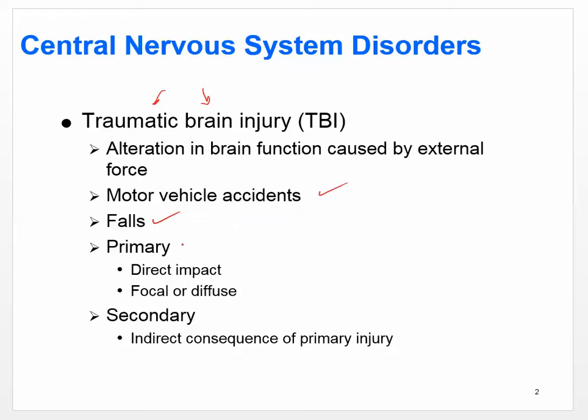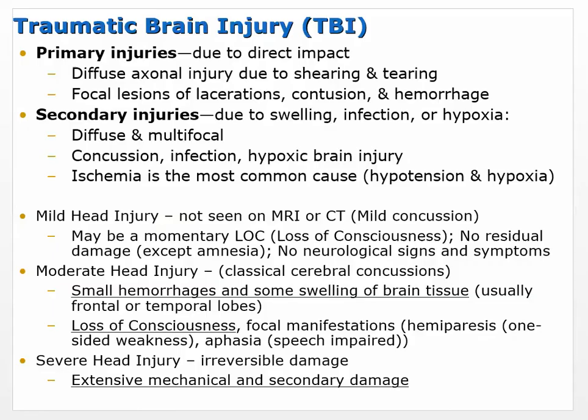It can be primary, which means that whatever happened caused a direct impact, and that's going to be either focal, which means it's in a particular area, or diffuse, which means it spreads out a little more. Secondary can be an indirect consequence of some kind of primary injury, so maybe there's a blood clot or some kind of seepage of fluid or something like that.